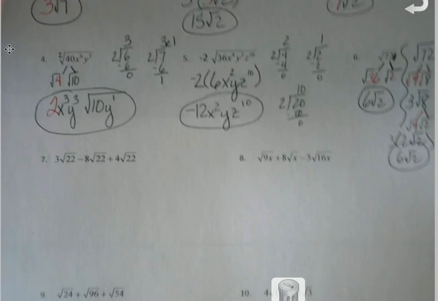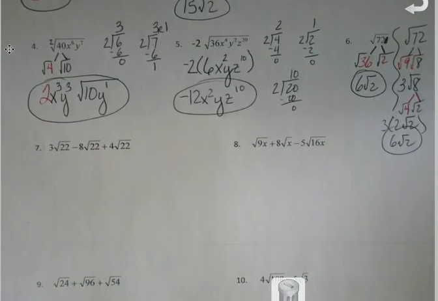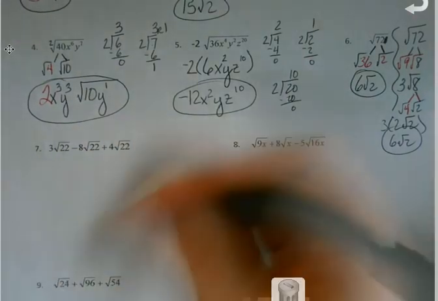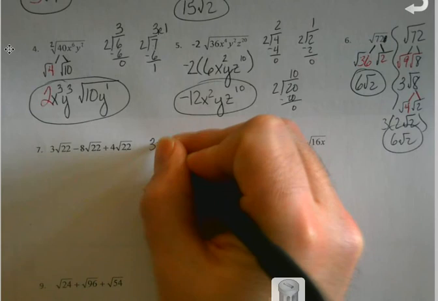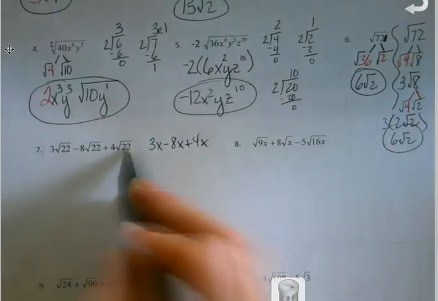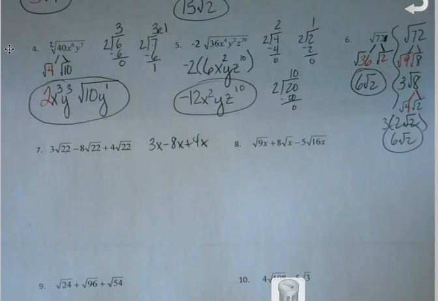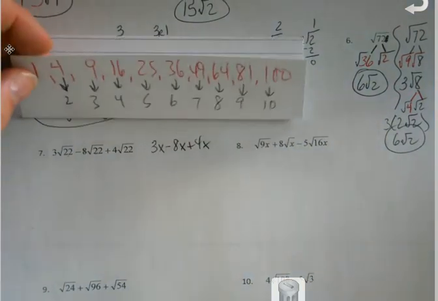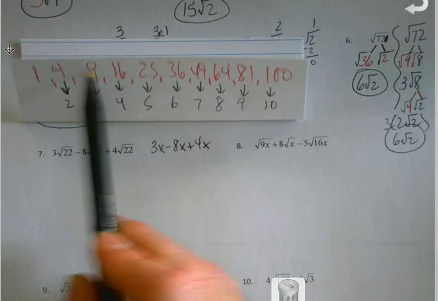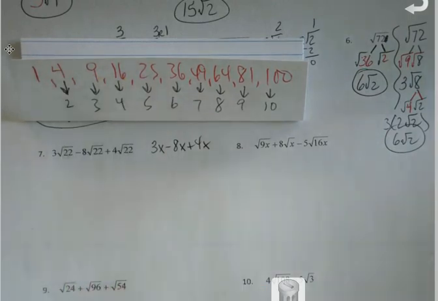Once we get through some of that, now we start getting into like terms and combining and breaking down and doing it all together. So like here, they're all the same. This is the equivalent of having like 3x minus 8x plus 4x. They're all like terms. I can't break down the 22 though. I could try, but if I'm looking at my numbers, I'll just let you know 4, 9, or 16, none of them are going to divide in. So it doesn't help me.